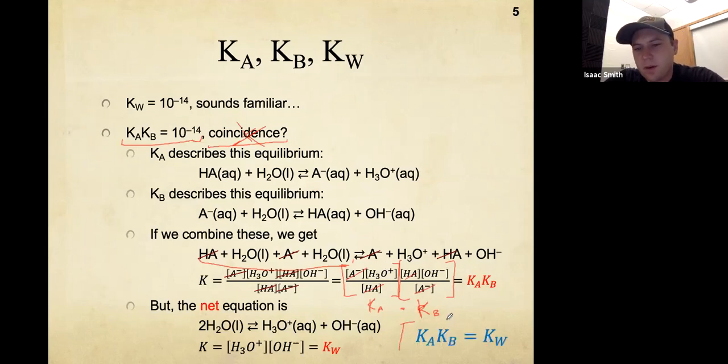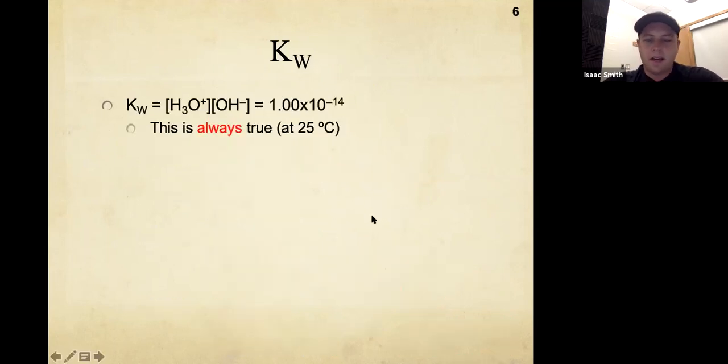Okay, this is the point at which I say all this means this, okay? Don't worry about all this too much. What you really need to know up to this point is that Ka times Kb equals Kw, which equals 10 to the negative 14, okay? That's what we need to know right now. All right, so Kw equals 1 times 10 to the negative 14. This is always true at 25 degrees Celsius.